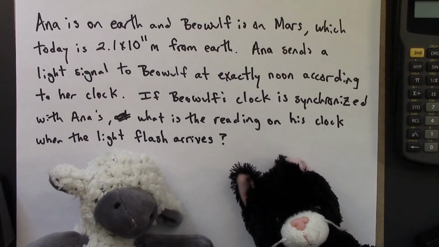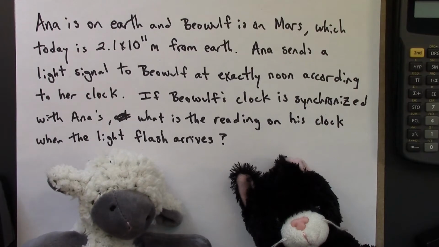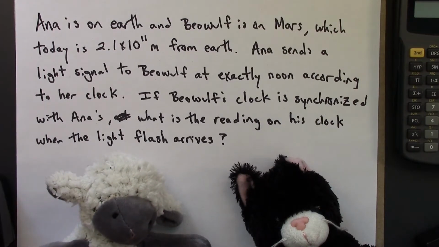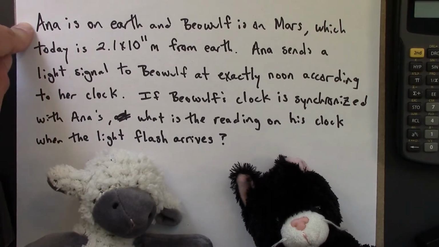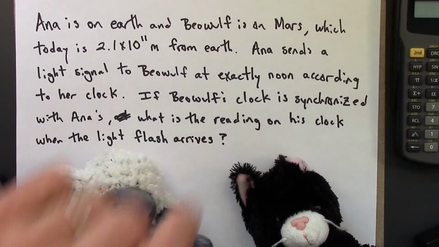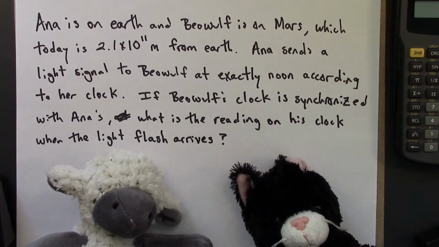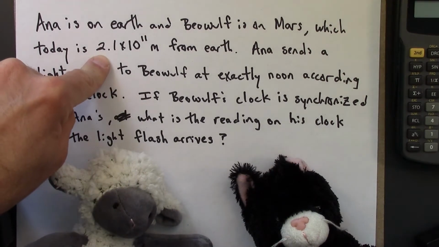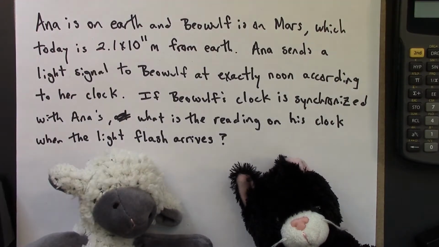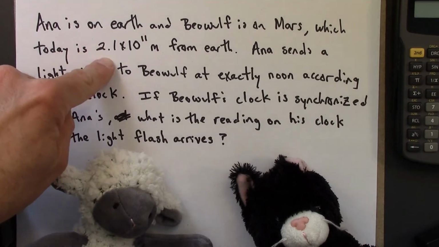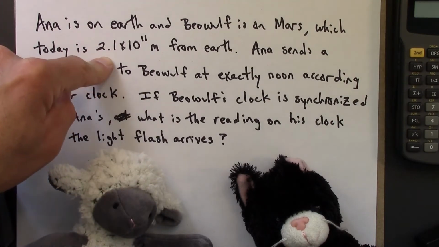Let's work through an example so we can see how this relativistic clock synchronization works. So here's the scenario. Anastasia is on Earth and Beowulf is on Mars. At present, Mars is 2.1 times 10 to the 11 meters from Earth. Earth and Mars are not the same distance apart all the time. It depends on where they are in their relative orbits, but I looked it up, and today, April 6, 2020, this is the distance between Earth and Mars.